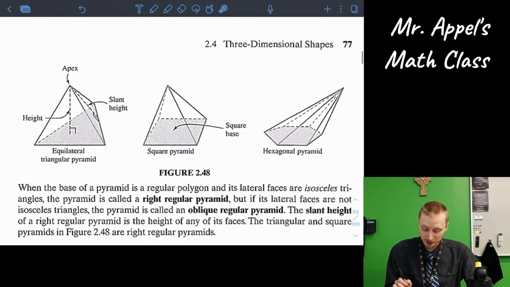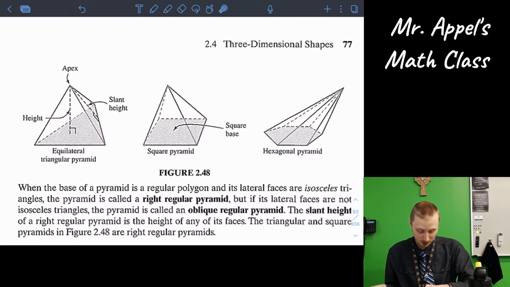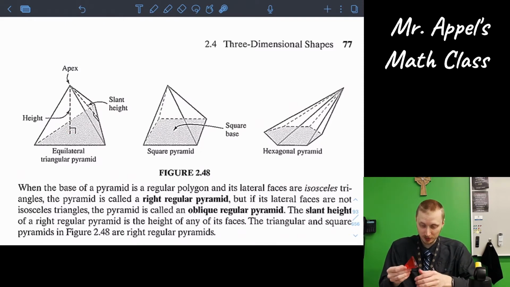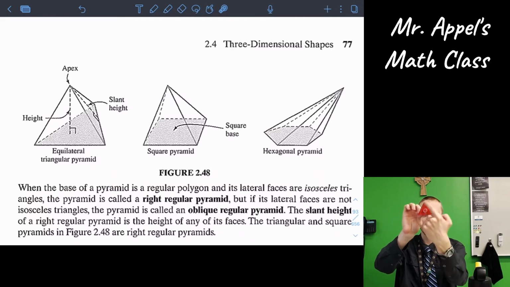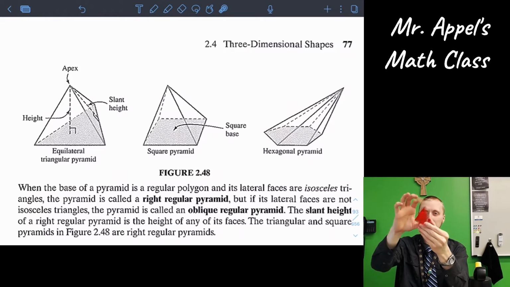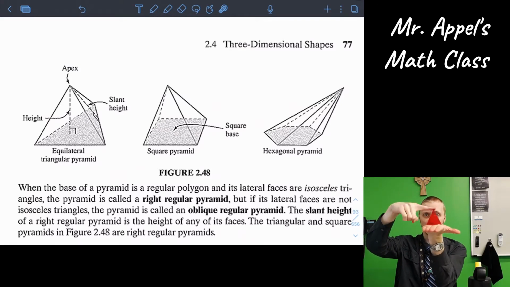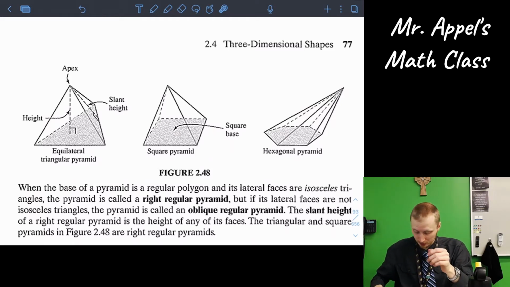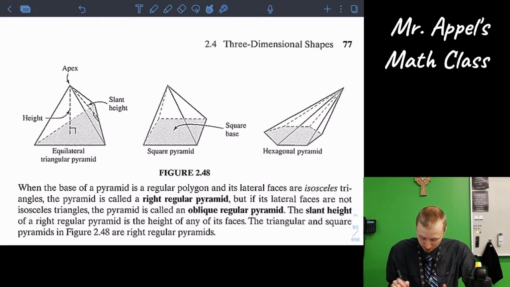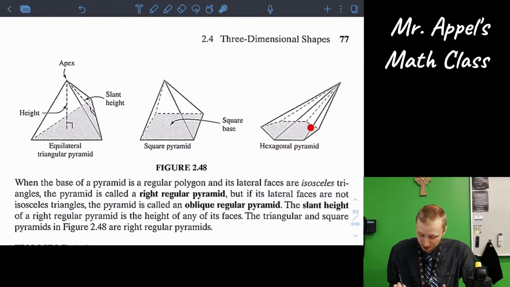Okay, so there you have apex. The height now goes inside the pyramid into the middle of the base, and that one is an equilateral triangular pyramid. So I have one here. So here is my equilateral triangle, and here are my triangular faces that meet at the apex there at the top. And the height would be perpendicular between apex and base. Notice the oblique pyramid that we have here, our hexagonal one, is looking kind of funny here.